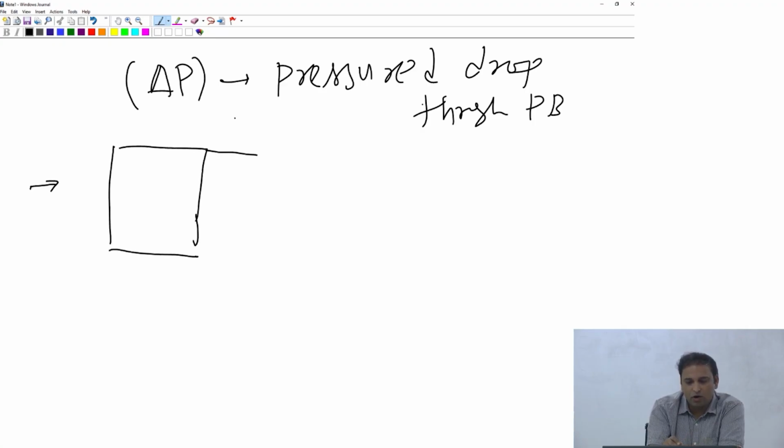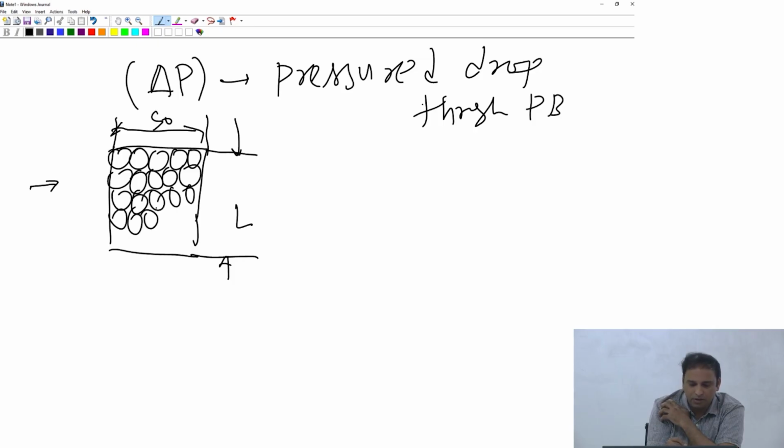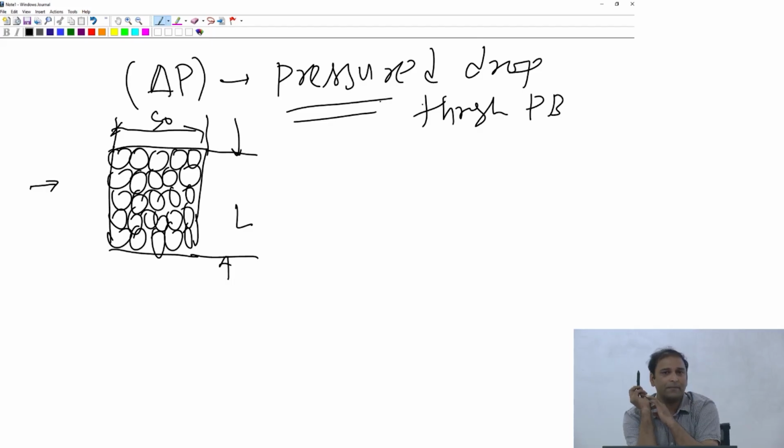Say that this is a column whose length is L, and it could be any cross section. For the simple case, let's take a cylindrical column. Let's say that the cross sectional area of the channel is S naught. That's the cross sectional area of the column in which the packing is being placed. Let's draw the packing. So the packing is something like this, some spherical particles that are put in a column, and you want to find out what is the pressure drop through the packed bed.